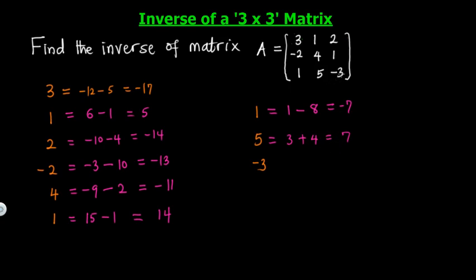And we do the same thing for the last one here. Close this column, close this row. 3 multiplied by 4, that's 12, minus 1 multiplied by minus 2, that gives us minus 2. So 12 minus minus 2, that's 12 plus 2, that's 14.